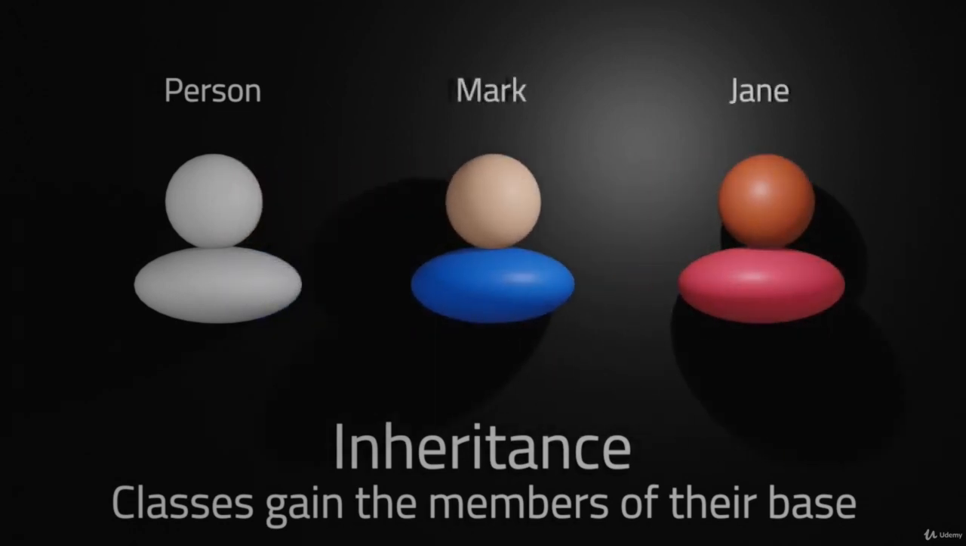Using inheritance, we can create a number of different classes. For example, we can create a class called Mark and a class called Jane. They are two totally different classes, but at their base, they're both people. They both inherit the person class.